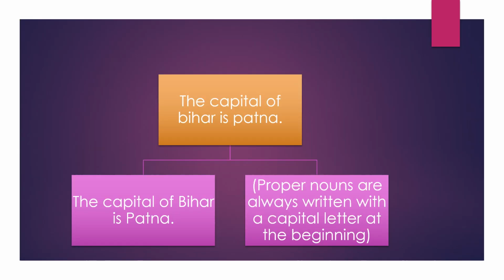Hello everyone. Today we'll be doing sentence correction based on parts of speech. The first sentence is: the capital of Bihar is Patna. Now if you've noticed, Bihar and Patna have been written with small letters. So here the correction would be that the B of Bihar and the P of Patna will be written as capitals, because whenever and wherever we have a proper noun in the sentence, irrespective of its position, we will always be writing the first letter of the proper noun as a capital. So the correction will be: the capital of Bihar is Patna, with capital B and capital P.